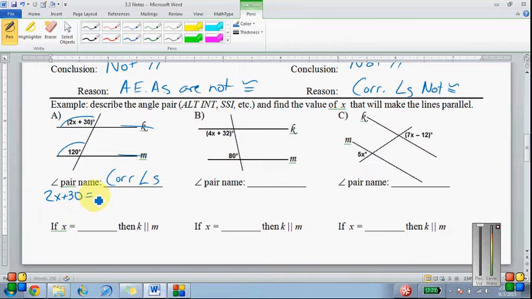2x plus 30 should be equal to 120. So I would subtract 30 and get 2x equals 90. I would divide by 2 and get that x equals 45.